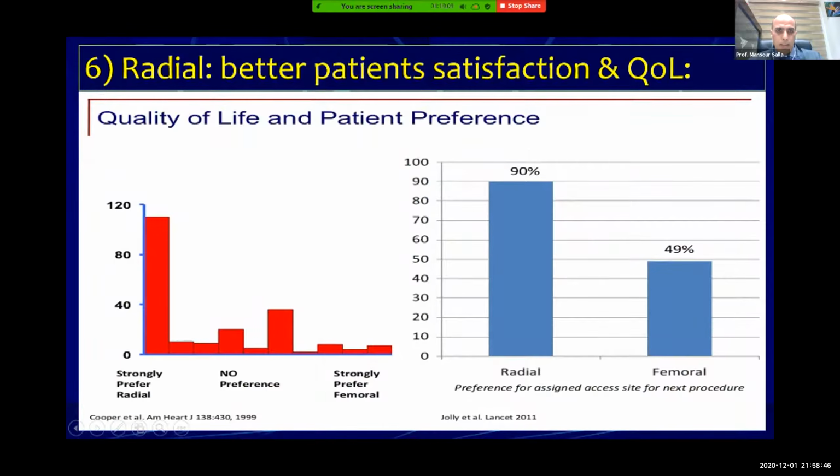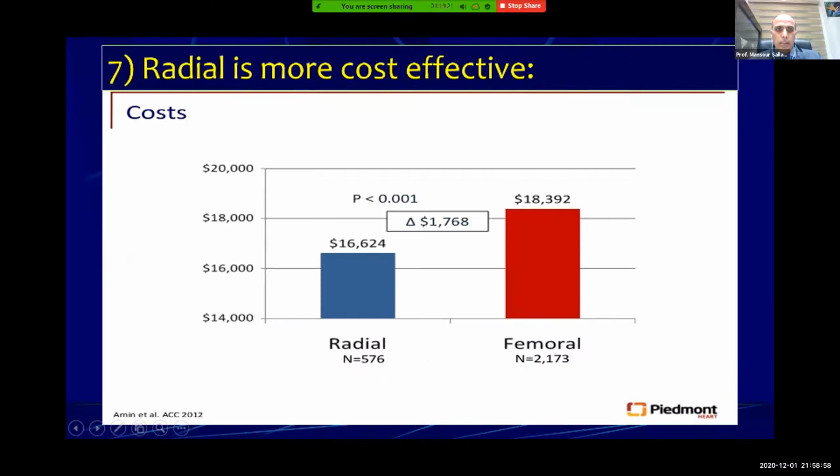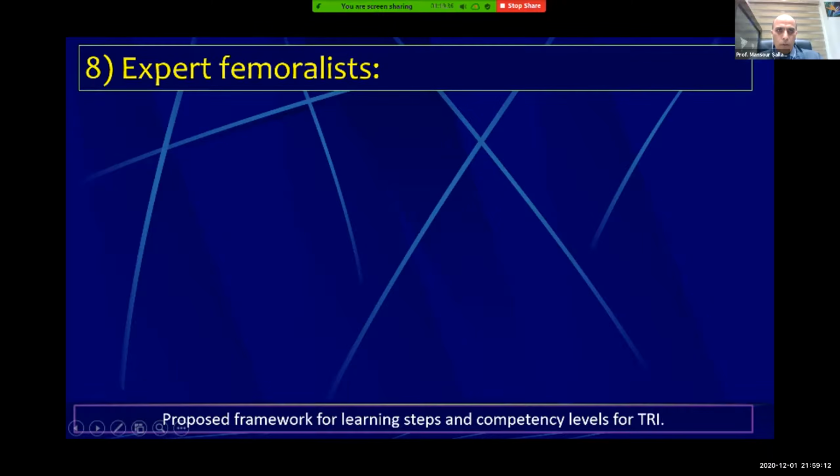This is the fifth fact. Fact number 6: radial is associated with better patient satisfaction and quality of life. This is mainly driven by the early ambulation of your patient, and because of this early ambulation, the cost is less as compared to the femoral approach. And I think during the COVID pandemic, early discharge is mandatory to avoid further infections.